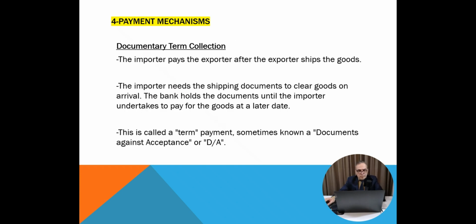Payment mechanism for documentary term collection. The importer pays the exporter after the exporter ships the goods. The importer needs the shipping documents to clear goods on arrival. The bank holds the documents until the importer undertakes to pay for the goods at a later date. This is called term payment, sometimes known as documents against acceptance, or D/A.